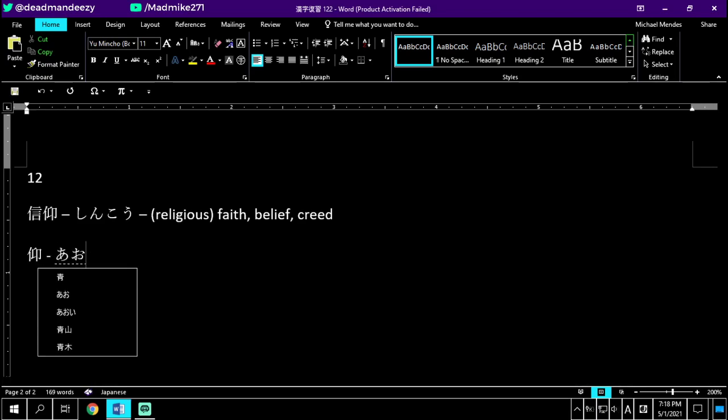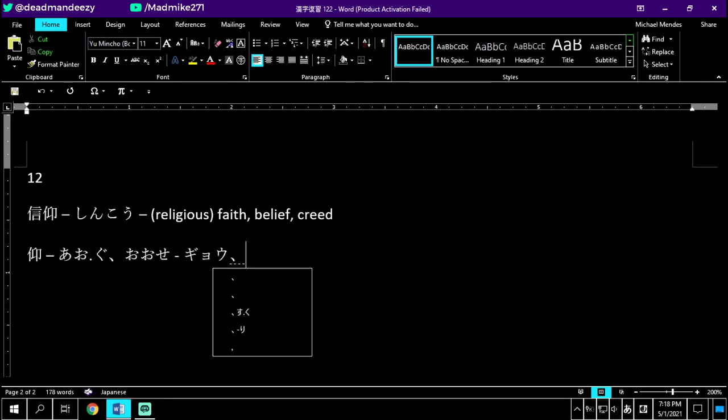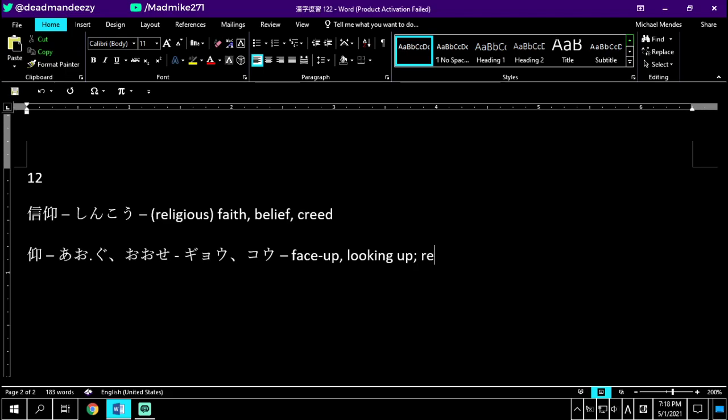Kunyomi is aogu and ose, oze, yo, or ko. This is face up or looking up. It can also mean respect. Aogu, ose, yo or ko. Face up, looking up, or respect. So a religious faith is looking up at a belief or praising it. A faith, a belief, or a creed. Ko. To have faith in something, or have a belief in it, or have a creed to it, is shinko suru, is the verb for this.